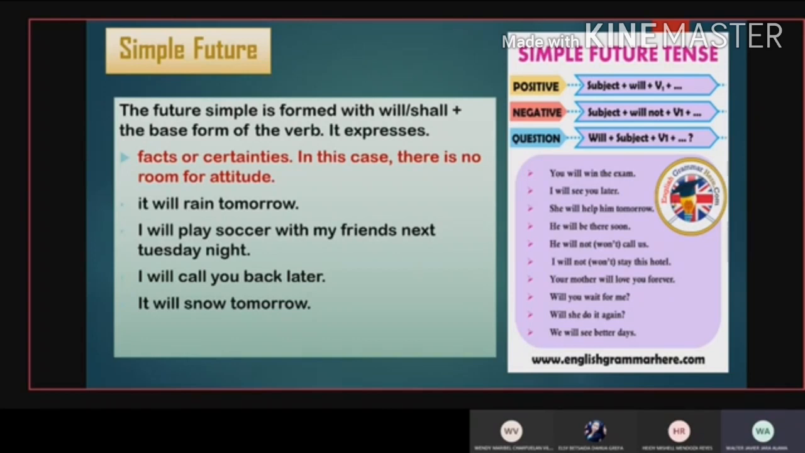In negative, subject plus will plus not plus verb plus complement. In question, will plus subject plus verb plus complement plus question mark.